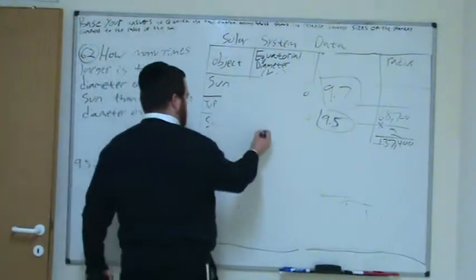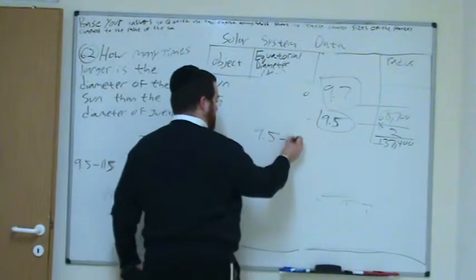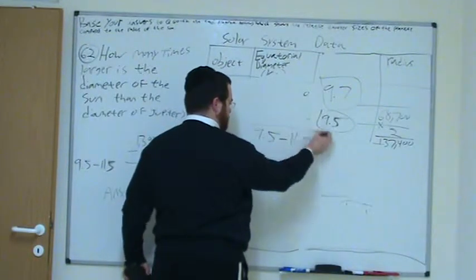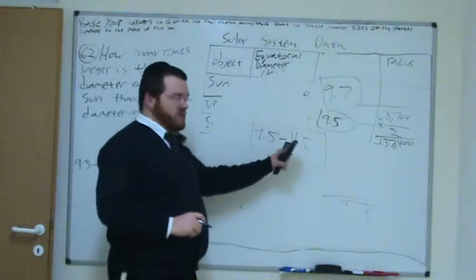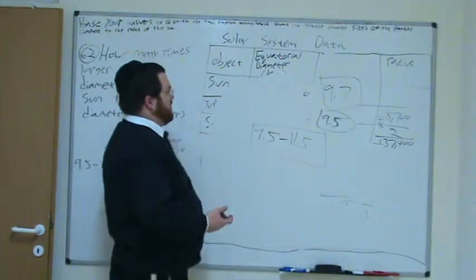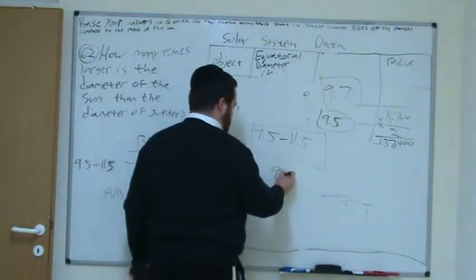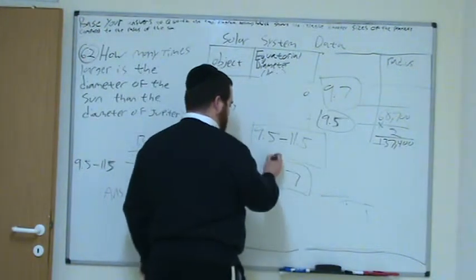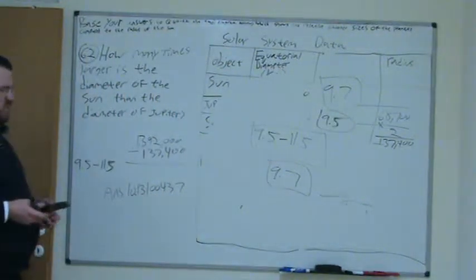But if you do 9.5 till 11.5, you will get that answer right. But don't put that answer in. You have to give an exact answer. And the exact answer you will get from the solar system data is 9.7. So the answer to question 62 is 9.7.